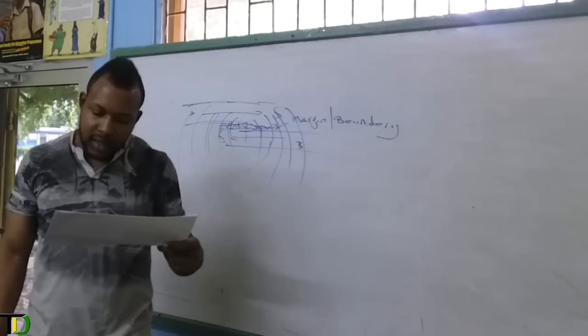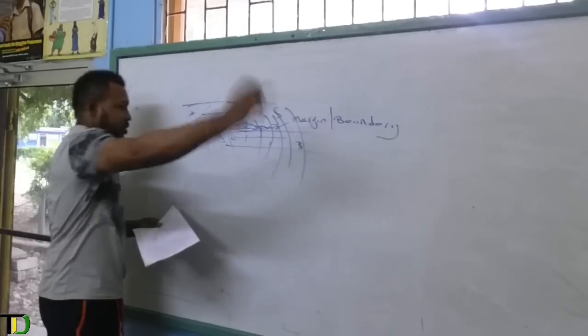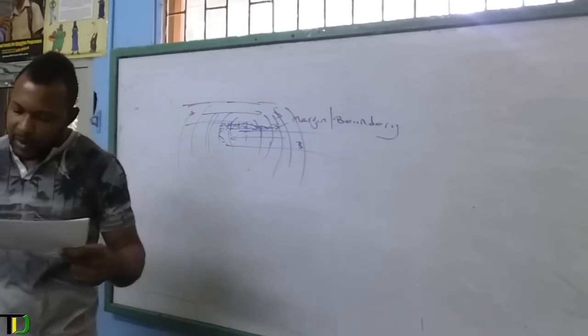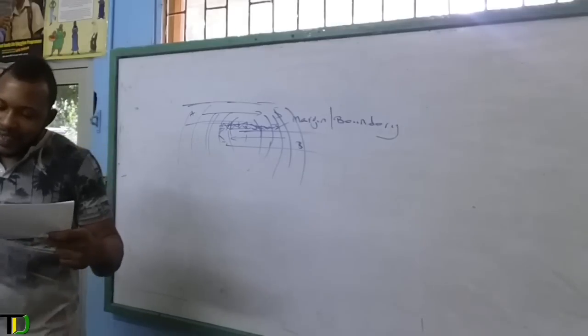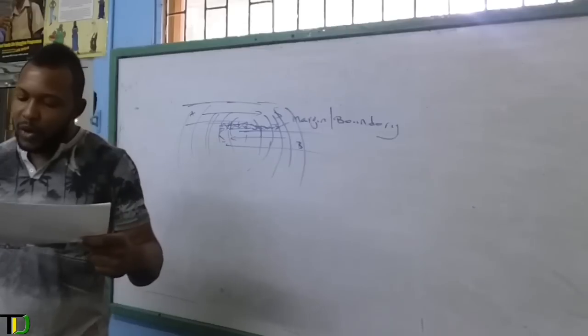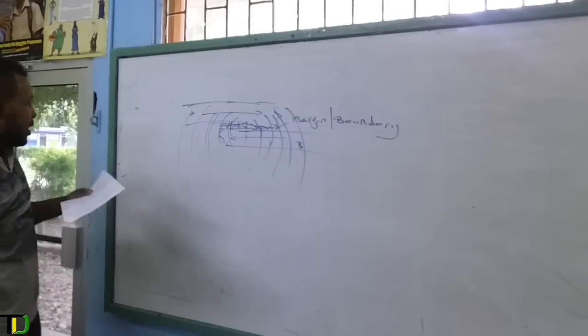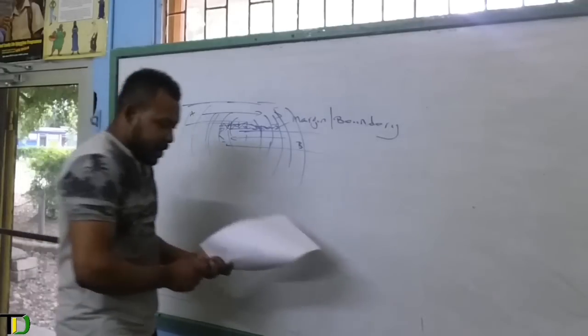The next question says, I know you're going to label a diagram and give the title of the diagram. Using an example, account for the formation of fold mountains where continental plates collide. So make a diagram first.